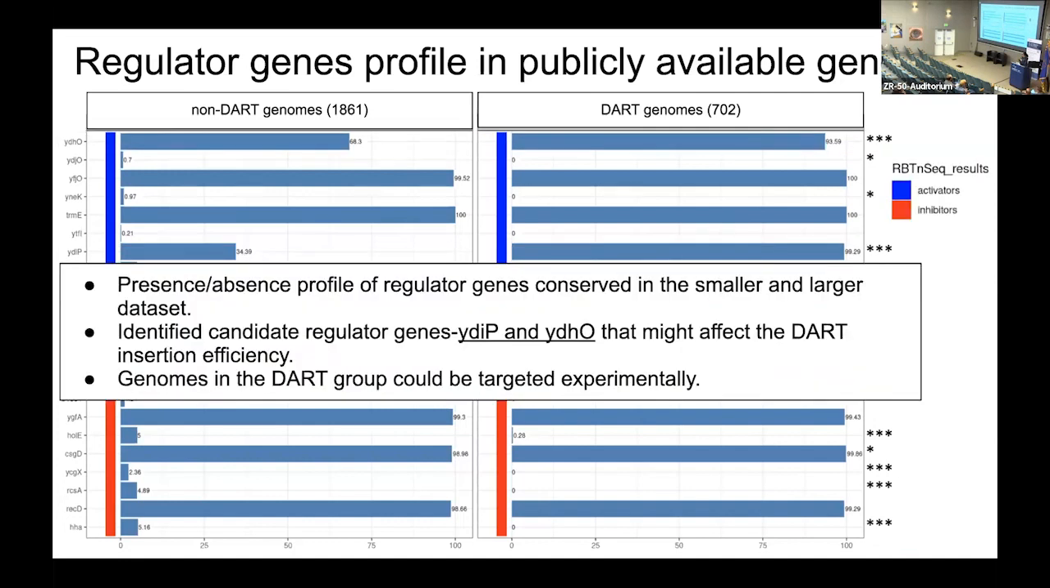So the conclusion from this data set is that, very interestingly, the presence-absence profile of the regulator genes is conserved in experimental and bioinformatic data. At the same time, we found some candidate genes that we can then experimentally validate as important or not for DART insertion. And the 702 genomes that classified as DART genomes could now be our potential non-model candidates, where we can go in and see if we add these regulators, can we increase the targeting efficiency or not?